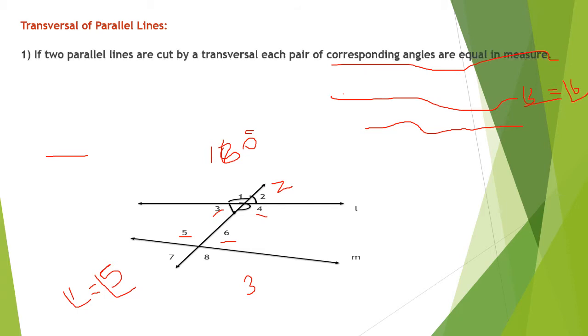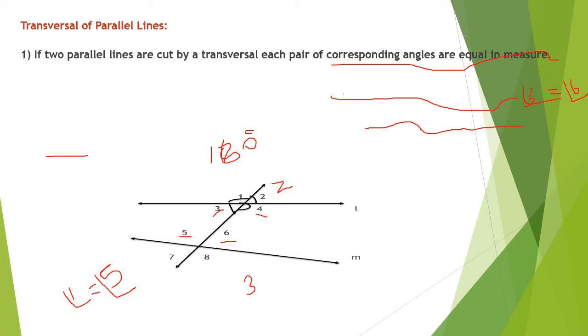So first point, if two parallel lines are cut by a transversal. Here what are the two parallel lines? L and M are the two parallel lines, and we'll take this transversal as Z. You can give any name. So I am going to give this transversal the name Z. So if parallel lines are cut by a transversal, each pair of corresponding angles are equal in measure.